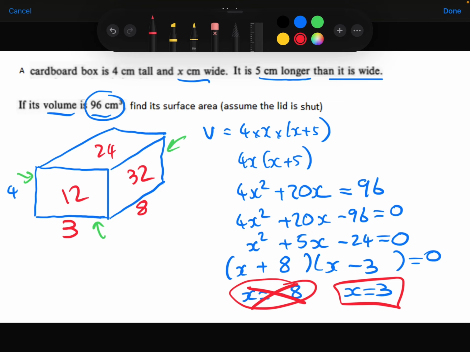So if I just add the 12, the 24, and the 32, and then I'm going to double that for the bottom, the back, and the far side, we get 136 centimetres squared. And there we go.